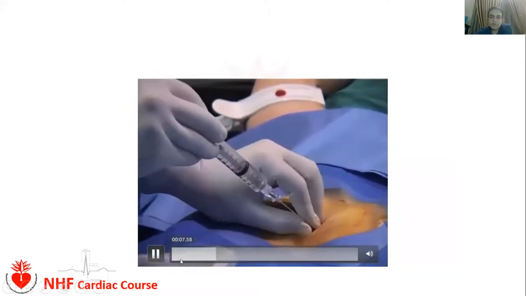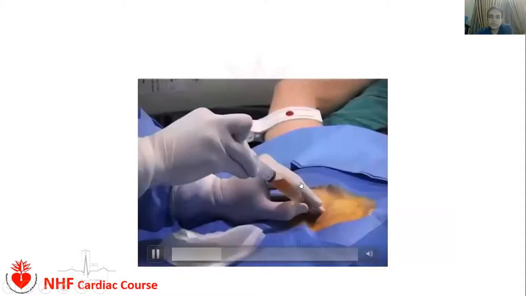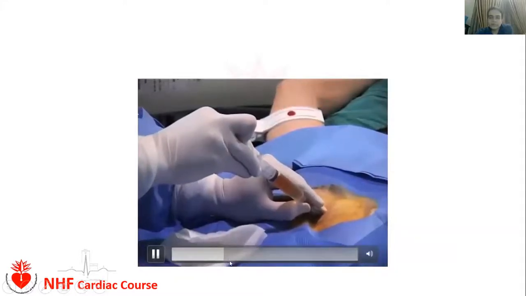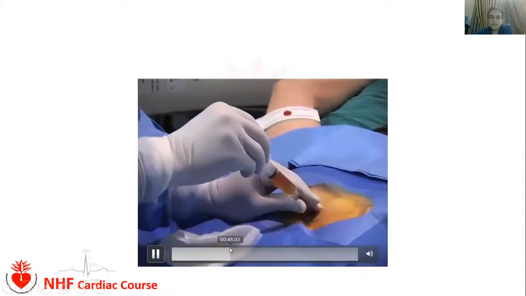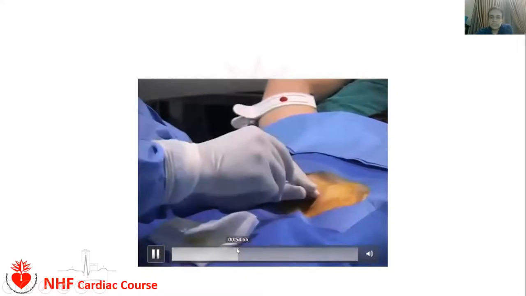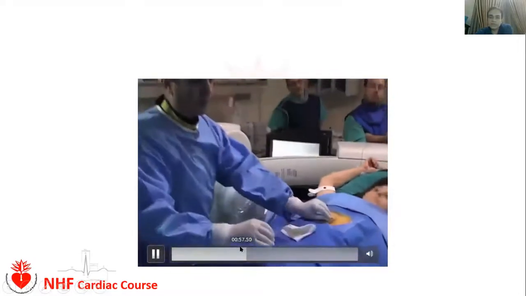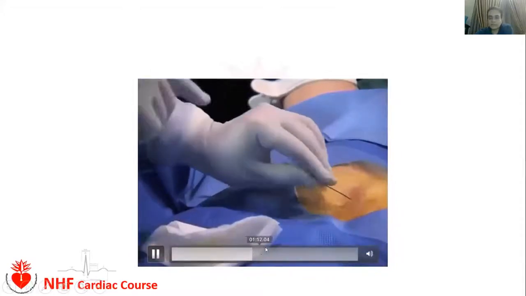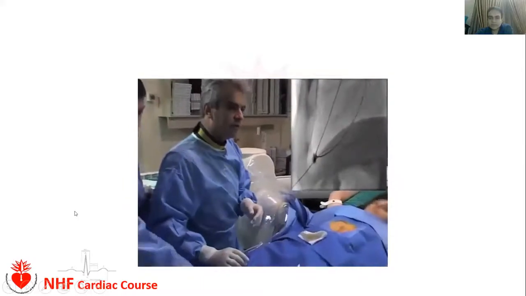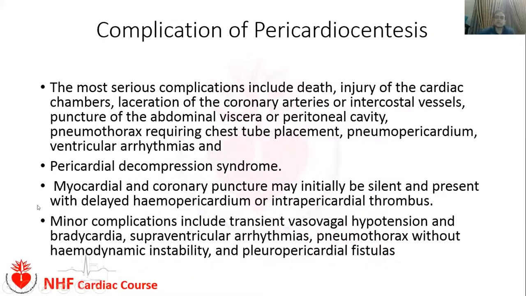You always have to keep a negative suction. We can see the needle in the fluoroscopy going in at an angle. And once the fluid comes in, you can detach the syringe and put in your wire. You can see the wire in the fluoroscope. This is how it looks in lateral, and this is the epiphyseal. Then you can put in your catheter and go in for drainage.